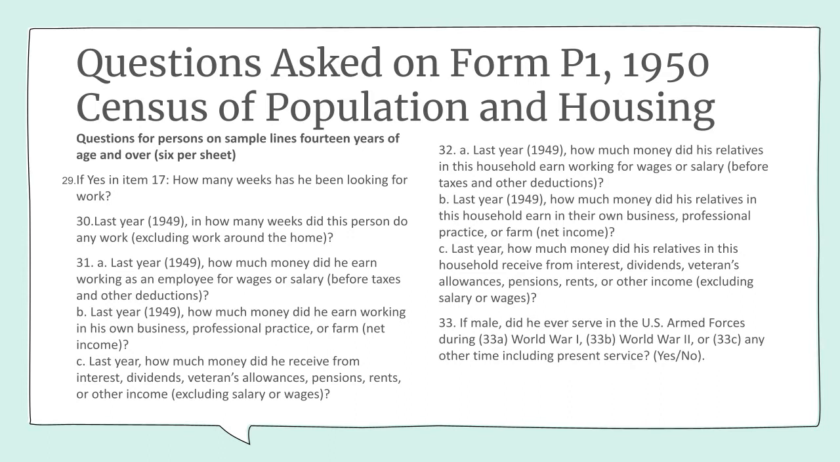In 1949, how much money did his relatives in his household earn working for wages or salary before taxes and other deductions? In 1949, how much money did his relatives earn in their own business, practice, or farm? Last year, how much money did his relatives earn from interest, dividends, veterans allowances, pensions, rents, or other income, excluding salary or wages? If male, did he ever serve in the U.S. Armed Forces during World War I, World War II, or any other time, including present service? Yes or no? So again, all this interesting aggregate data.